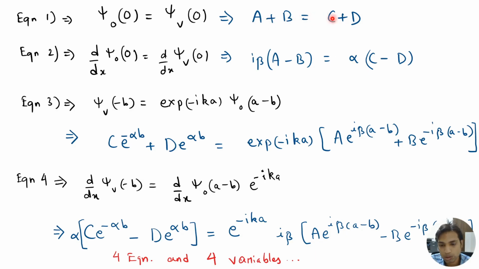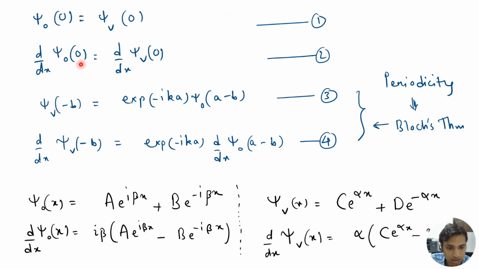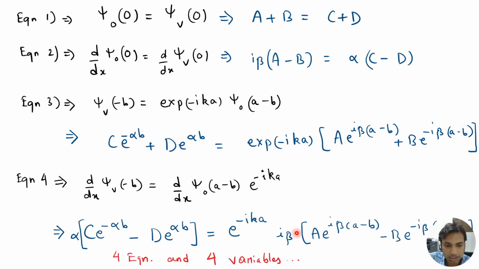When you put the value 0, you will get this relationship among the constants: a plus b is equal to c plus d. From the second equation, you put 0 in these derivatives, so it is i beta (a minus b) equals alpha (c minus d). Similarly from the third equation you will get this expression, and the fourth equation you will get this expression. So now you see, these four equations are linear expressions in a, b, c and d.